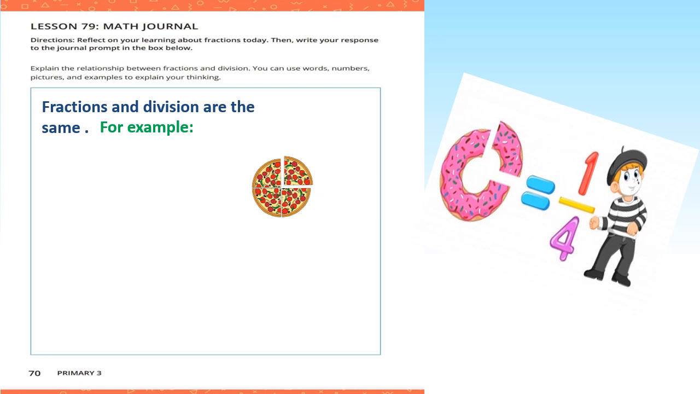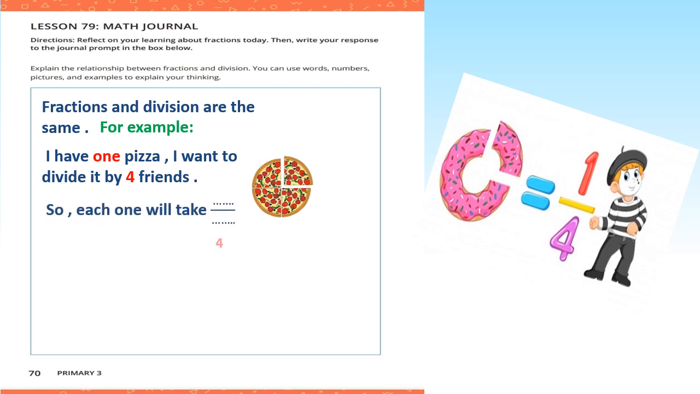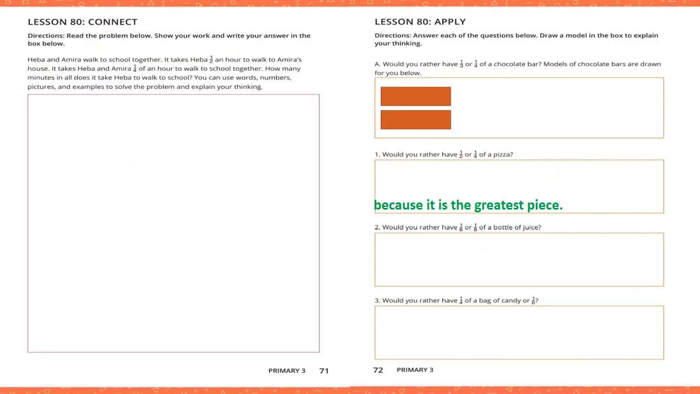For example, if I have one pizza and I want to divide it among 4 friends, each friend will get 1/4, 1 part out of 4 parts. It means 1 divided by 4 equals 1/4.